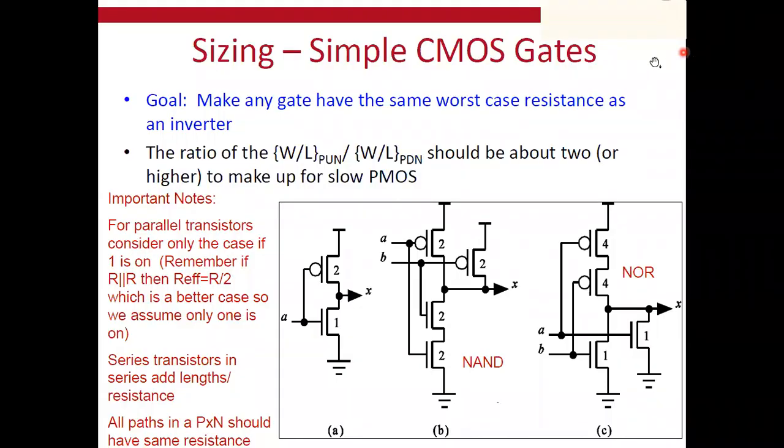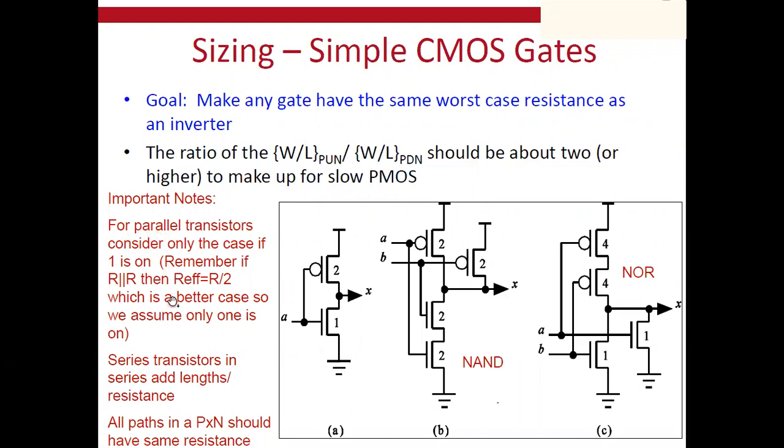So, okay, let's do it now for other circuits as well. For example, here we have a very famous NAND gate. We already considered this NAND gate in the previous lecture, but from a capacitance perspective. But let's do it now from a sizing perspective. The process is very simple. When you have parallel, I think we can summarize in these two sentences.